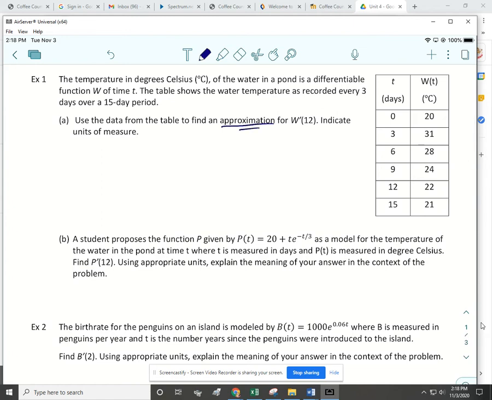So we're finding an approximation of the first derivative. What we're finding is the average rate of change. So, the first derivative is the instantaneous rate of change, but we can't find that from this table. So if we're going to approximate it, we're going to find the average rate of change.